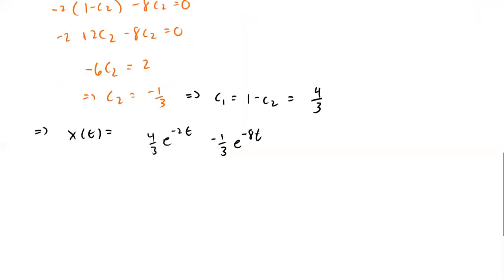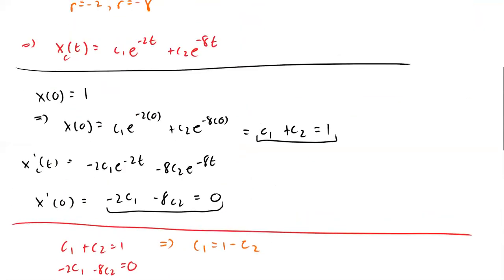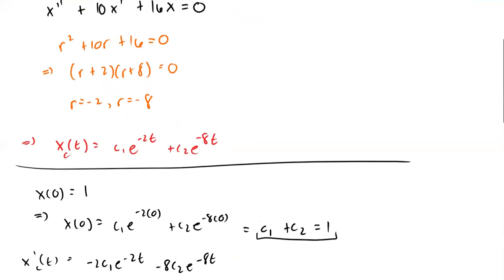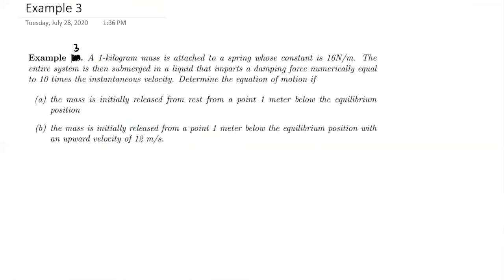Now, that's part A. Again, you can do part B on your own. The only thing that changes is the initial condition on velocity, so now x prime of 0 equals 12. So you can do that.